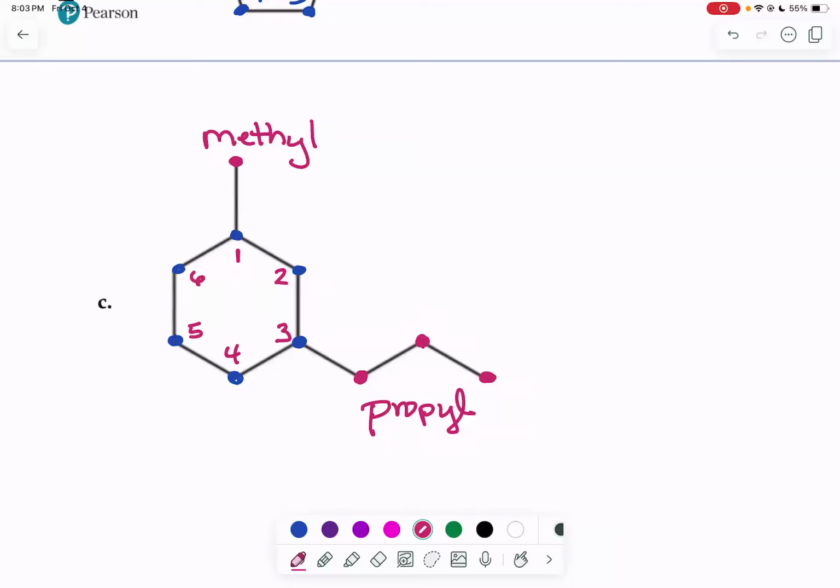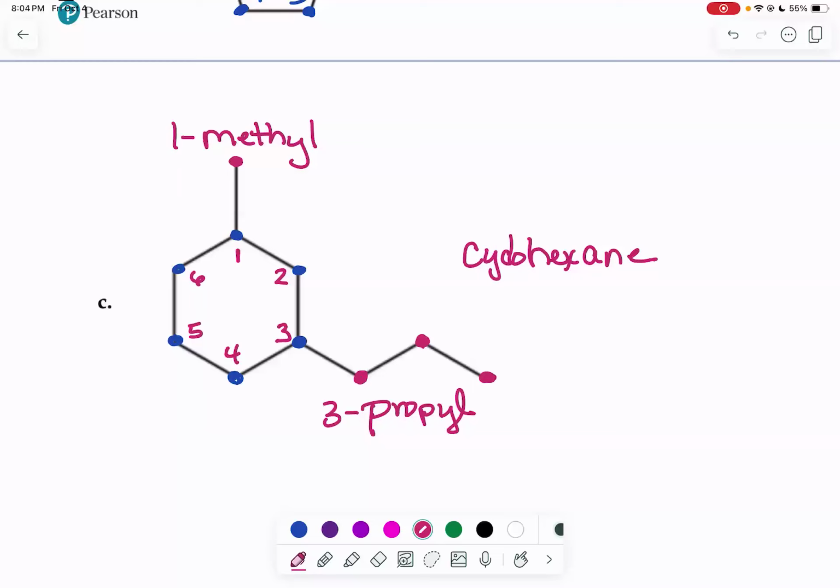Okay. So I want to name my parent first. So it's cyclo. And then we have 6 carbons. So that's hex. And then they're all carbon-carbon single bonds. So that's hexane. So we have cyclohexane. I missed an L. And then I have a 1 methyl and then I have a 3 propyl.